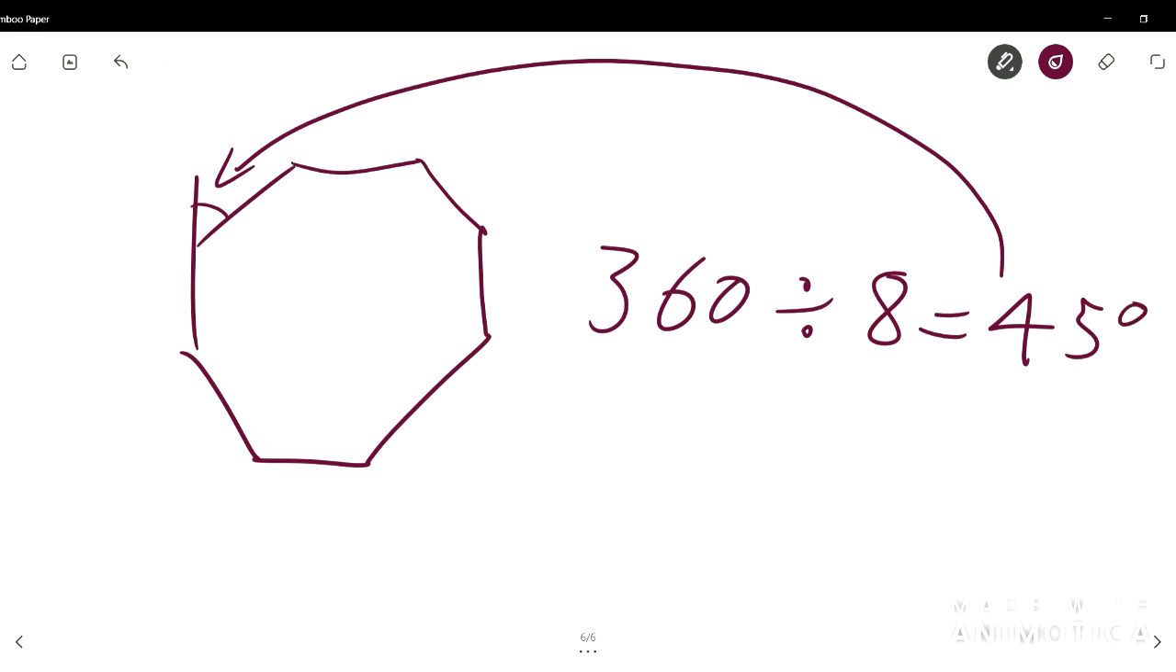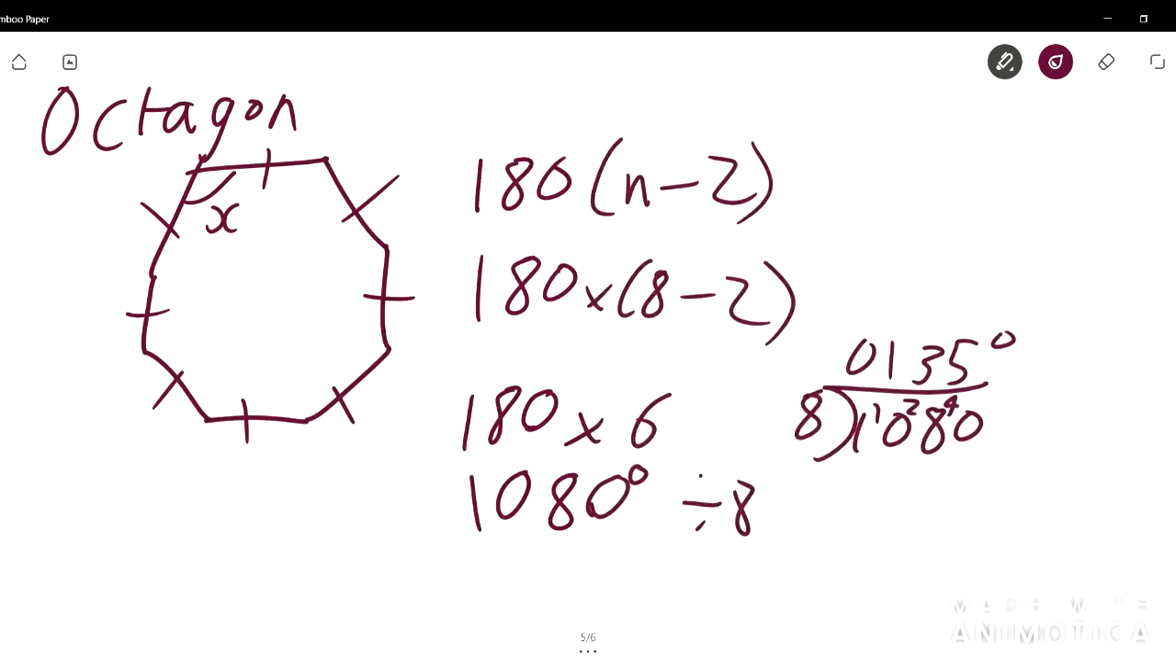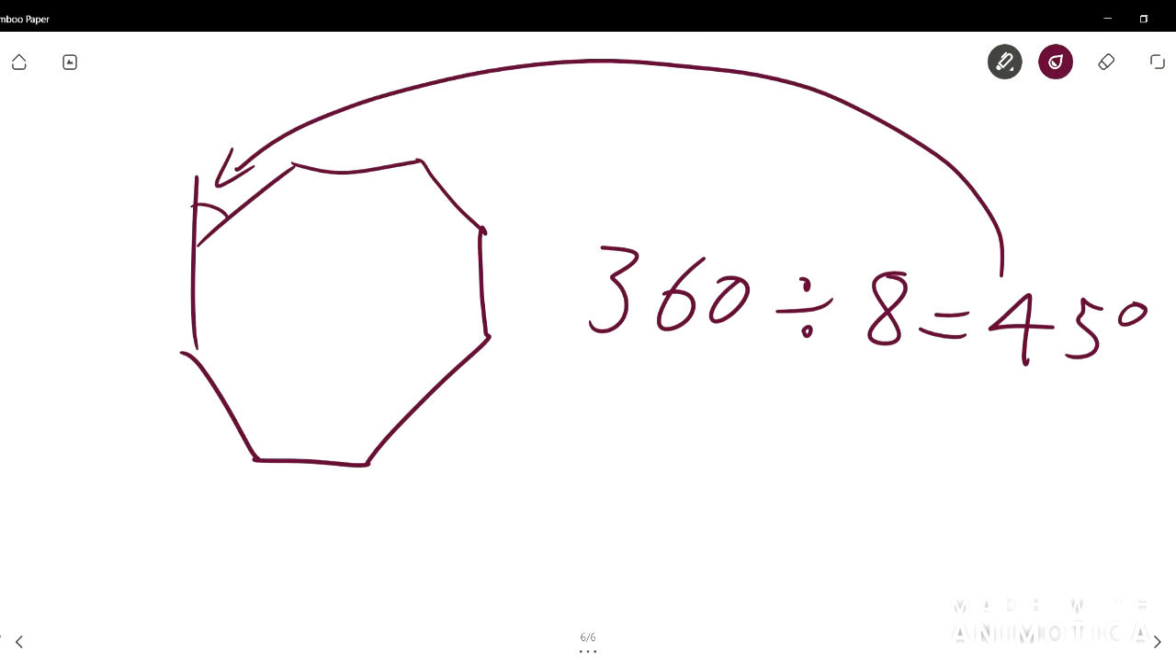And you also might notice that that interior angle, 135 degrees, plus the exterior angle adds up to 180. Because, look, the interior angle and the exterior angle are on a straight line.